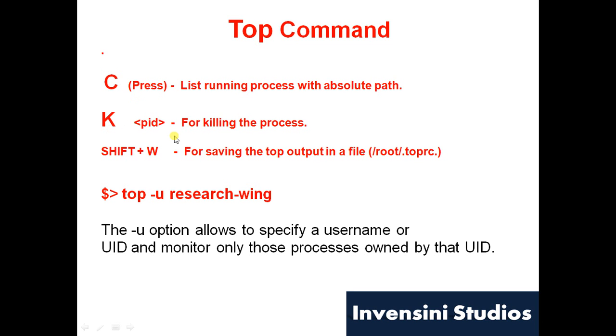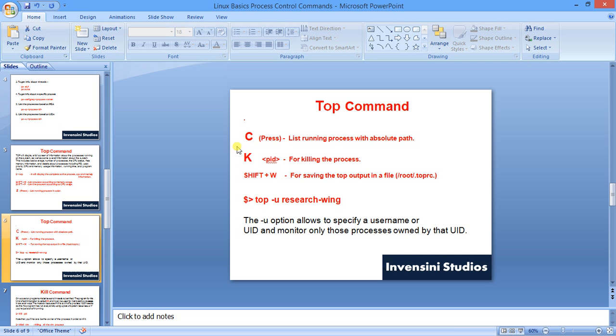Similarly, you can kill any process from top itself. You press k, it will ask for the process ID. You just mention it, and it will kill that process. Similarly, if you want to save the configuration, use shift W and it saves it into this path. Similarly, if you want to see all the processes running for a particular user, you say top -u, the way we did it for ps. Okay, so let's go and practice.